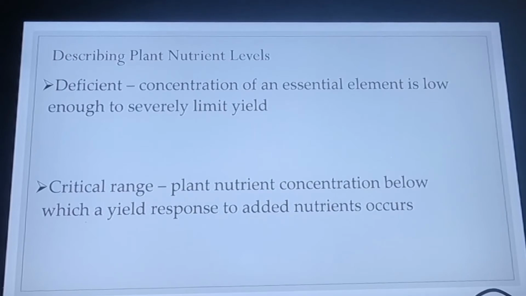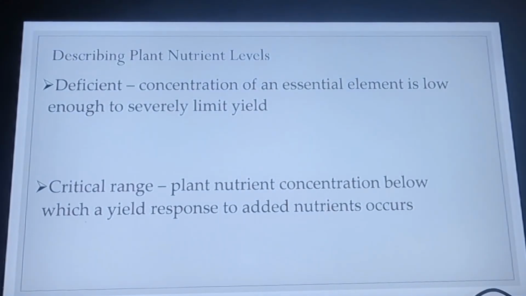When we're talking about plant nutrient levels, there are a couple of things to define. They kind of make sense. Deficient means there's not enough of it, right? But they had to come up with a specific definition for it: low enough to severely limit yield. If you remember back to the barrel, when we talked about the law of the limiting nutrient, if your micronutrients are limiting, your plant's going to be limited. So we need to make sure that everything is there in adequate supply.